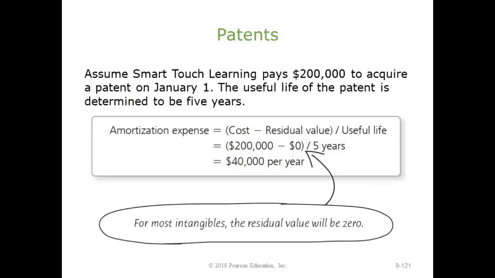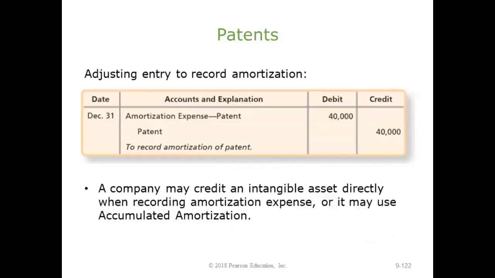So it's going to be cost minus residual value of zero, divided by a useful life of 5 years, and my amortization for this patent is going to be $40,000 a year. And that's what I'm going to book as my entry. So again, I'm going to make a debit to amortization expense, and then a credit to the patent, or I can make a credit to accumulated amortization. In this case, it really doesn't matter. GAAP is okay with this. So again, I can make the credit to the patent itself, or a credit to accumulated amortization to figure out the book value of my patent. You can go either way on this one. GAAP is fine with it.